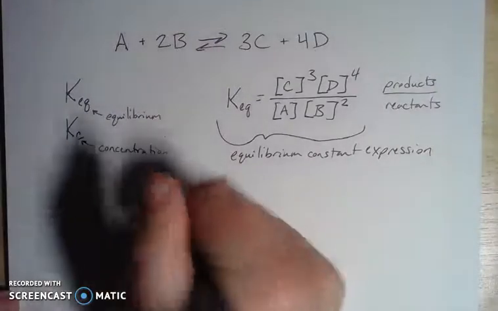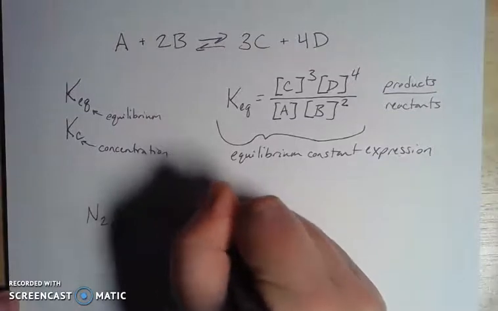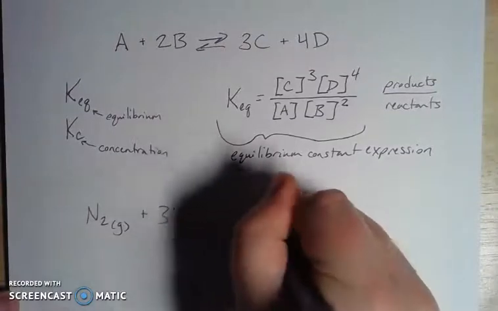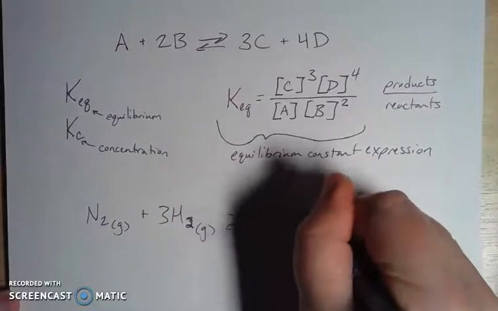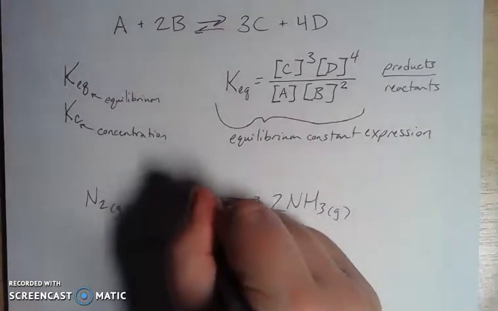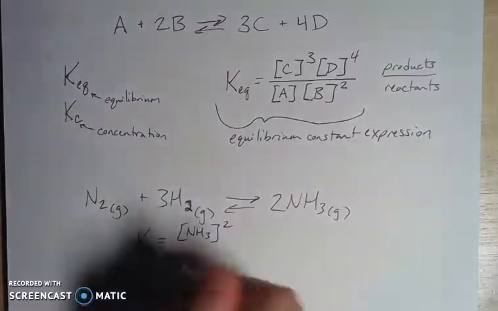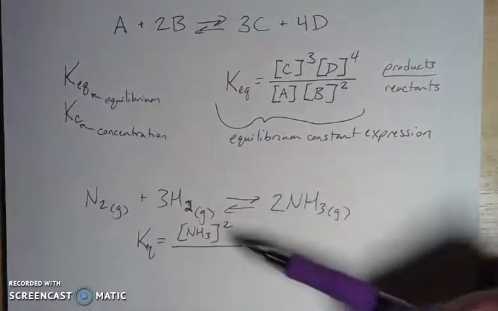So if nitrogen gas, and then 3 of my diatomic hydrogens go to form ammonia. Then we'd say, okay, if I want to write my equilibrium constant expression for this, then I'm going to say that my K is equal to the concentration of my products, which in this case is my ammonia, raised to its coefficient, which is a 2. So whatever the concentration is of ammonia squared.